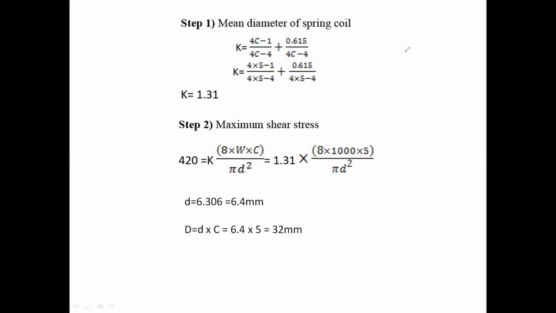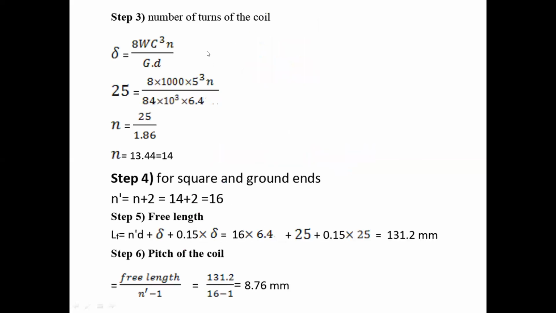The next thing that we want to find here is the number of turns. For the number of turns, we are going to use this second formula. In this second formula, the deflection delta is 25 given, the load is 1000, the value of C is again 5, the value of G, modulus of rigidity, and the diameter is given. So from this, the number of turns is 14 that we got. Here, these are the active turns.